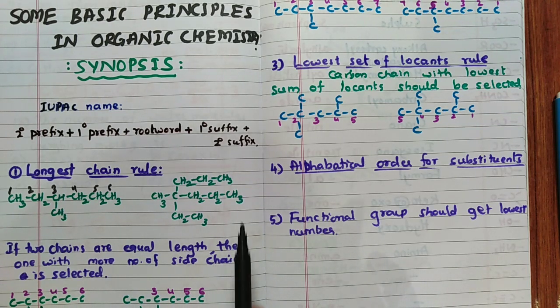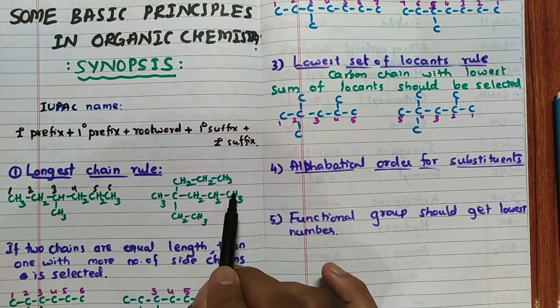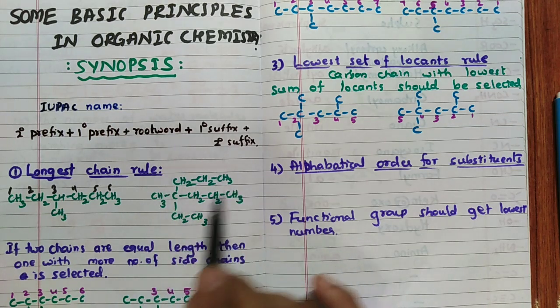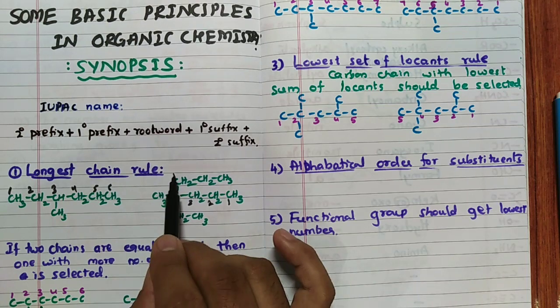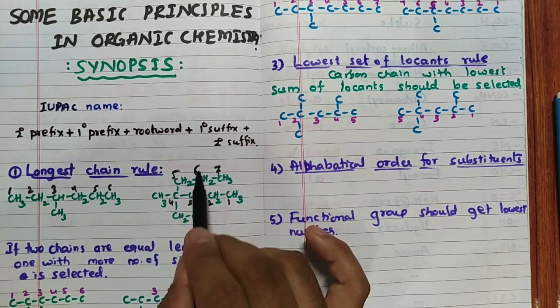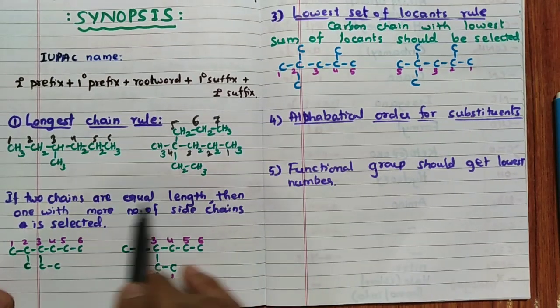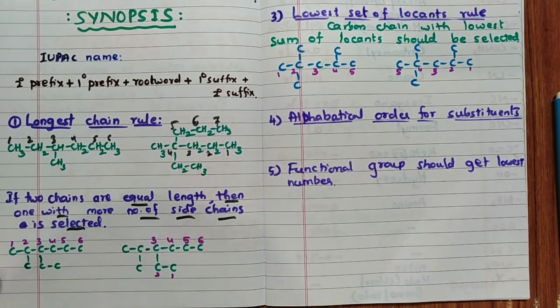So in selecting that longest chain, I can go for 1 to 6, and here 1, 2, 3, 4, 5, 6, 7 is there. So I have to go for this particular order, that is 1 to 7. This is the longest chain I have to select. If two chains are of equal length, then remember the one with more side chains is selected.